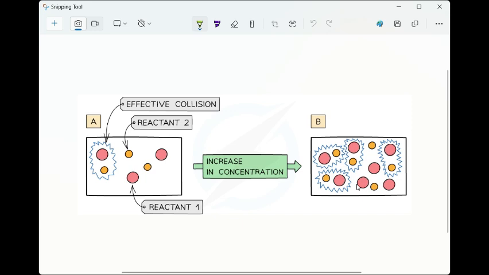Increase in concentration increases rate of reaction. Again, concentration just means having more particles. So you have to again always link anything with collision theory. More particles means more collisions, which means more reactions.